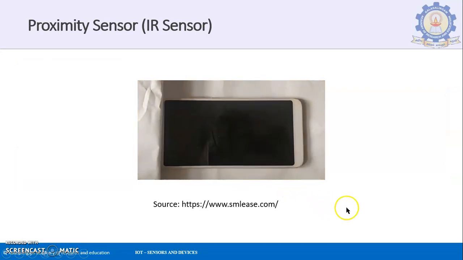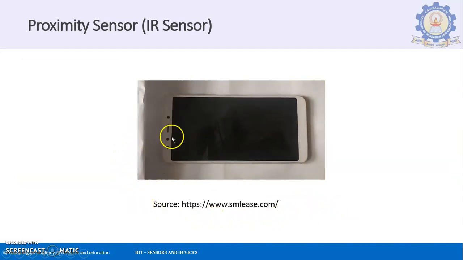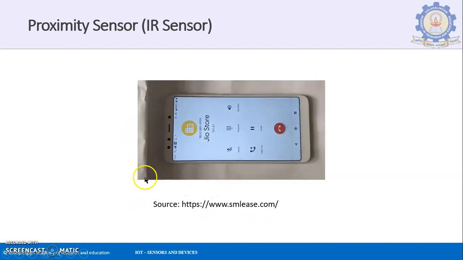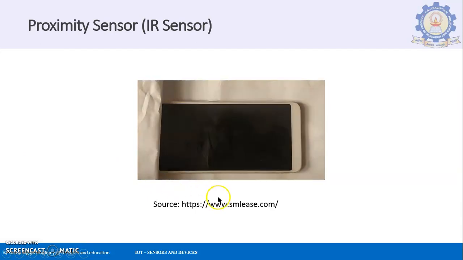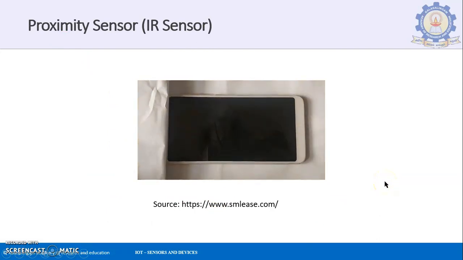Next, you can see this basic example that you use in your day-to-day life. You are using an object to cover this particular sensor. What is happening? Your display goes off. When you move it away, the display is on. This is just the basic example that you use in your day-to-day life, the practical example of a proximity sensor or IR sensor.